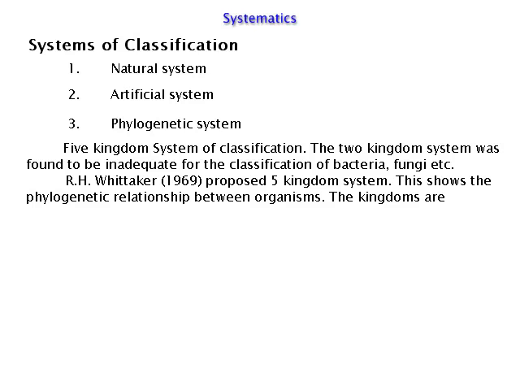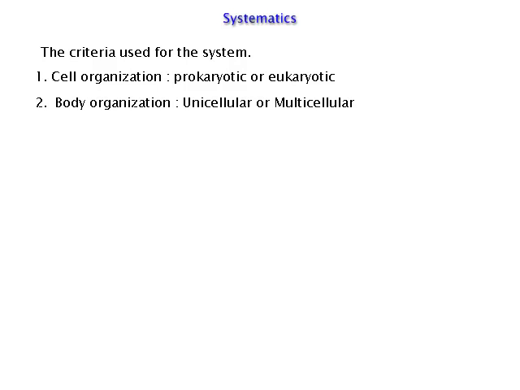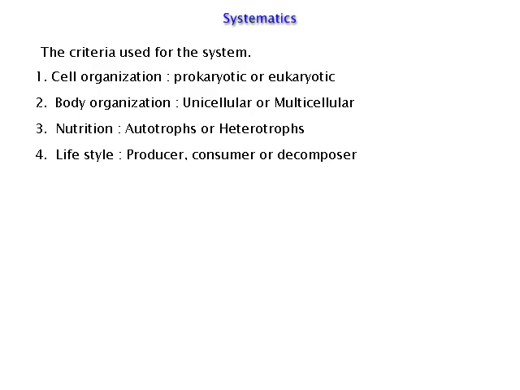5-kingdom system of classification. The 2-kingdom system was found to be inadequate for the classification of bacteria, fungi, etc. R.H. Whittaker in 1969 proposed 5-kingdom system. This shows the phylogenetic relationship between organisms. The kingdoms are Monera, Protista, Fungi, Plantae and Animalia. The criteria used for the system are cell organization, prokaryotic or eukaryotic, body organization, unicellular or multicellular, nutrition, autotrophs or heterotrophs, lifestyle, producer, consumer or decomposer.